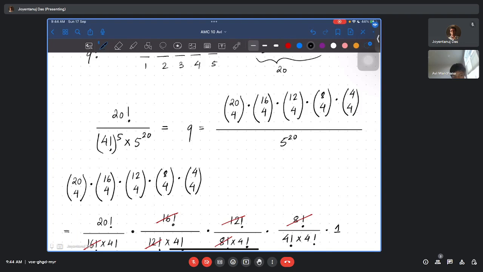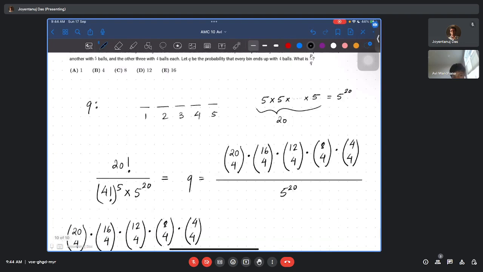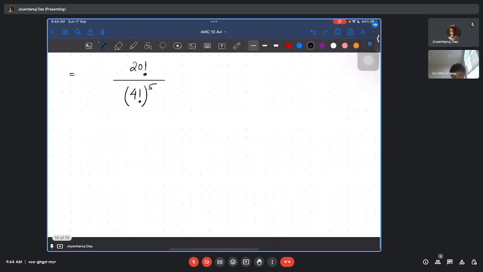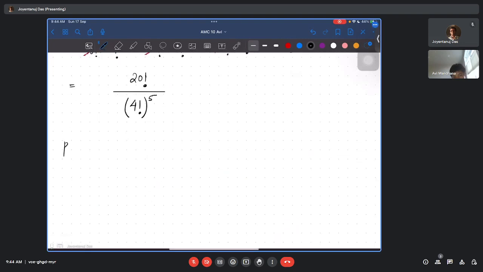That's why I've asked to find P by Q, so something from P will also cancel out. We'll see later. Now let us compute the P part. The P part is 3 balls, 5 balls, and 4 balls, 4 balls, 4 balls. This is how the bins are arranged. The denominator is the same, because the total number of ways is still 5 power 20. So what will be the numerator?